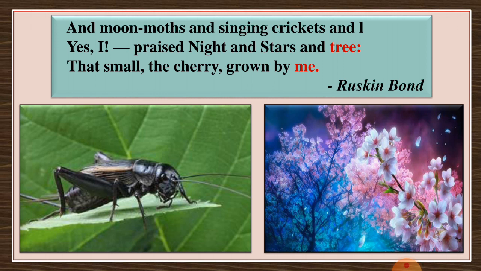The meaning of these lines is that as per the sunset, the stars started to turn in the sky. At that time, moon moths appeared and flew in the sky. There was a noise of crickets also. Actually, the poet said that these moon moths or singing crickets and he, all of them, they praised night and stars and tree also. And finally, the poet's heart was happy and he was joyfully thinking of his own cherry tree planted by him before many years.